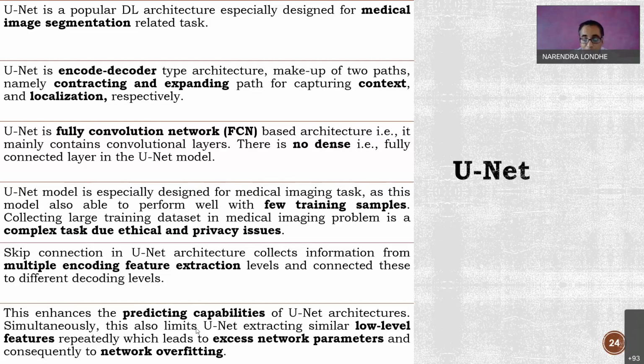Okay, and UNet extracts similar low level features repeatedly, which leads to excess network parameters, and it may also suffer from the problem of overfitting, network overfitting.